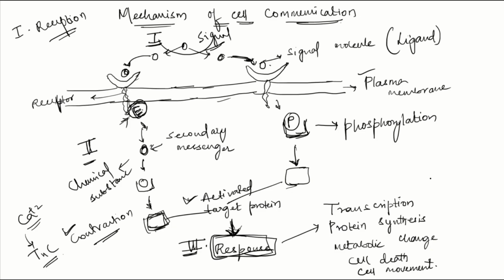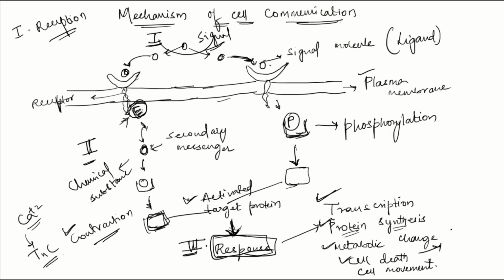Now, what are the various types of responses we usually get? The first is transcription. You will come across DNA synthesis in later classes. The second is protein synthesis, again from the DNA. When the DNA is transcribed or translated, we get the message for protein synthesis. Next are metabolic changes. Various metabolic changes can occur, or cell death can occur.